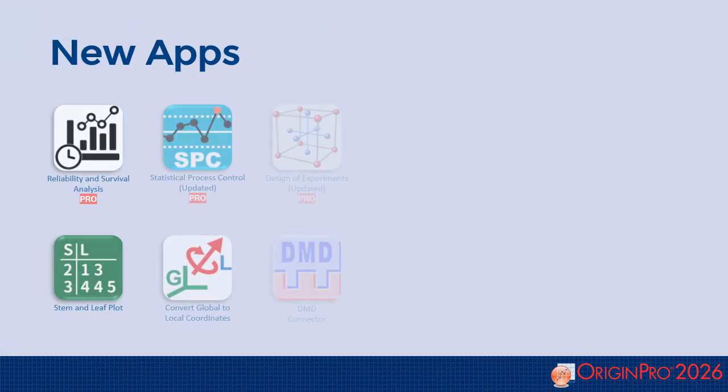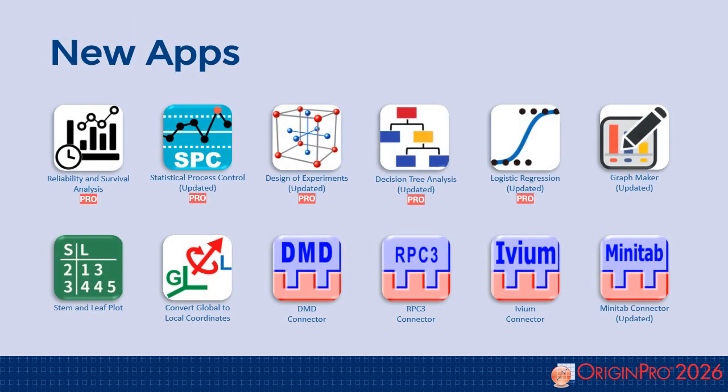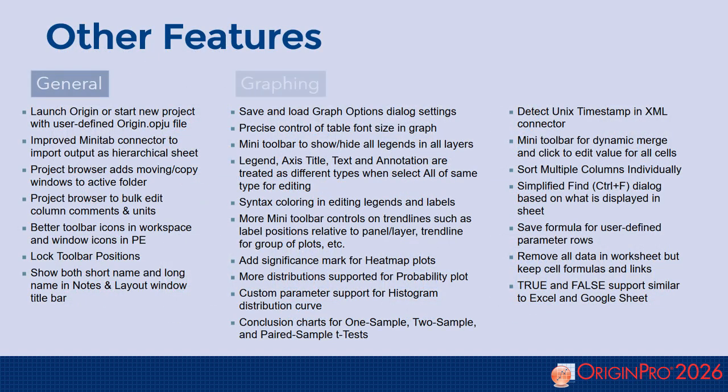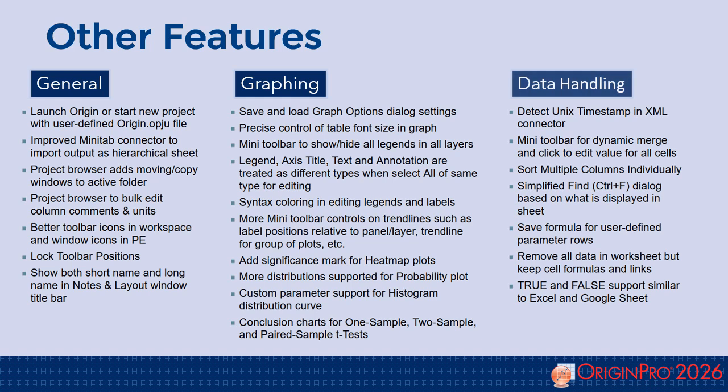Origin 2026 introduces a number of new apps, including 3 new types of data connectors, fitting and analysis tools, and further improvements to our existing apps such as the design of experiments and statistical process control apps. Here are some other features included in 2026.